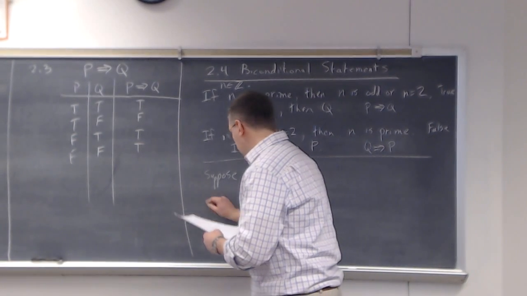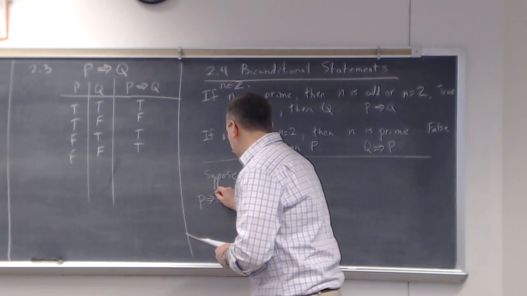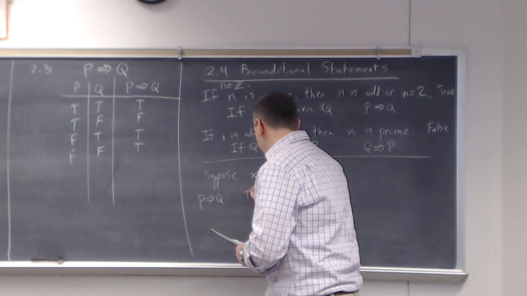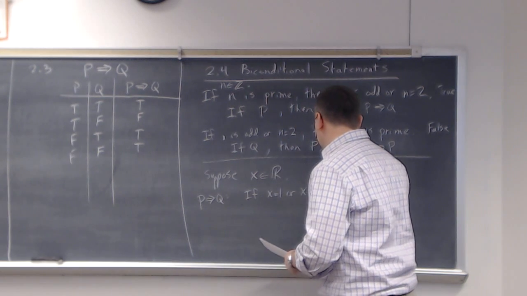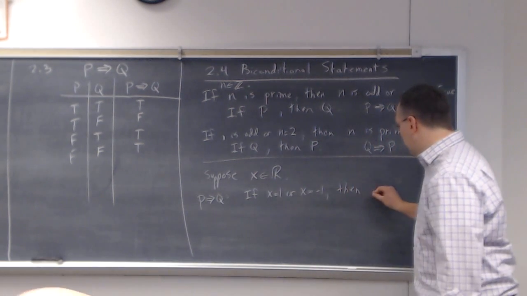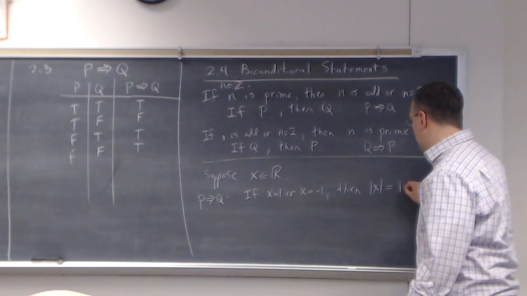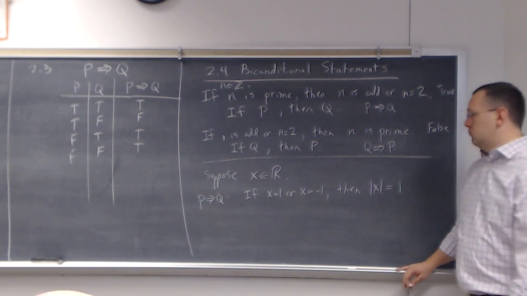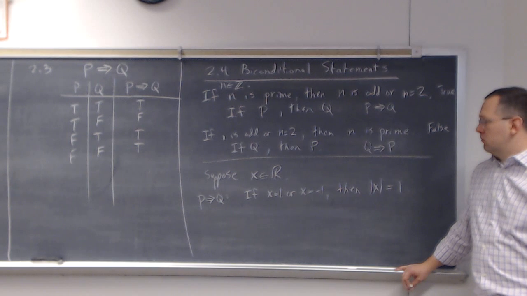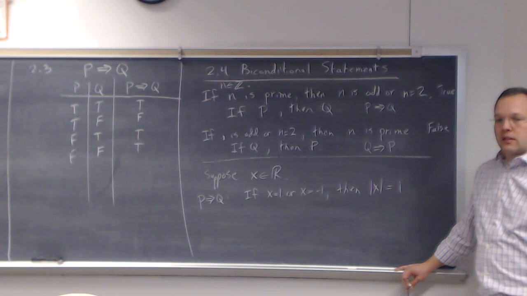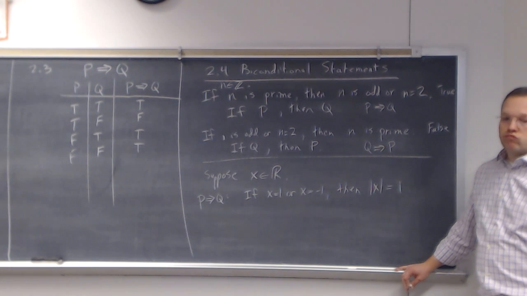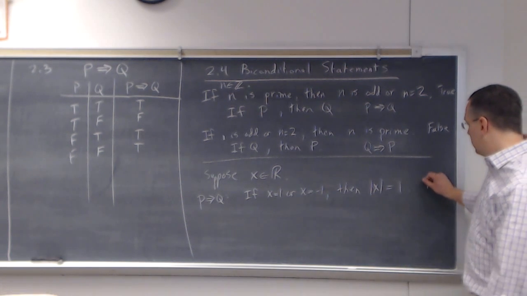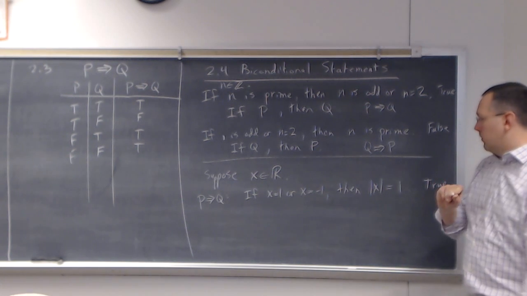Let's look at this statement. So here's my P implies Q statement. If x equals 1 or x equals negative 1, then the absolute value of x equals 1. Is this true or false? True.